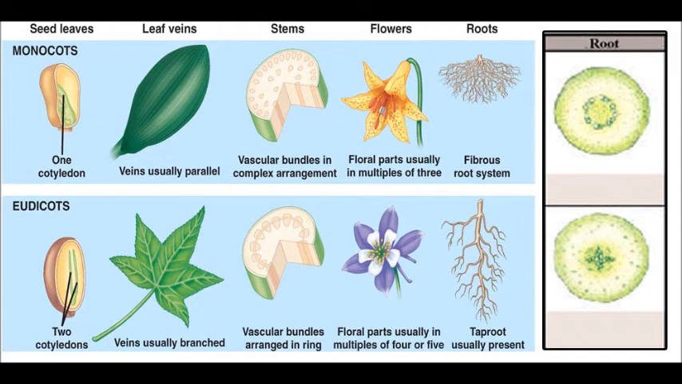The roots of monocots are fibrous, while the roots of the dicots are taproot, which contain a larger, more centralized root. The roots of monocots also have the xylem and the phloem more scattered and spread out, not in a certain uniform arrangement. While in the dicots it makes the plus or the X shape.